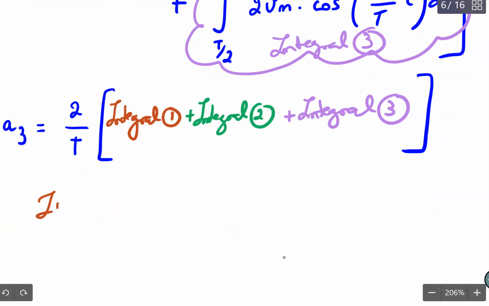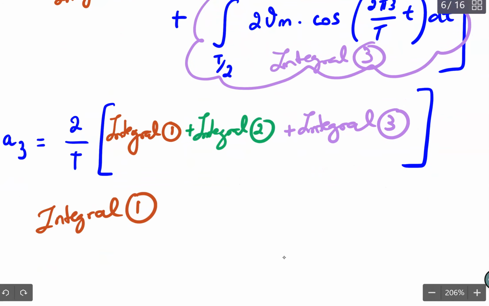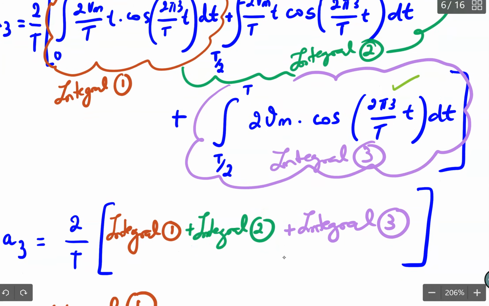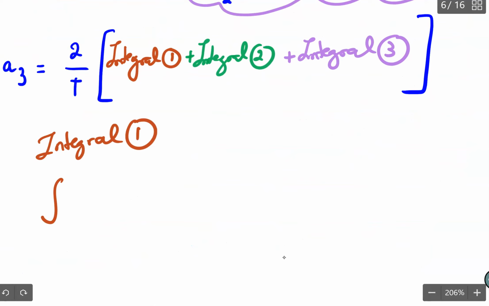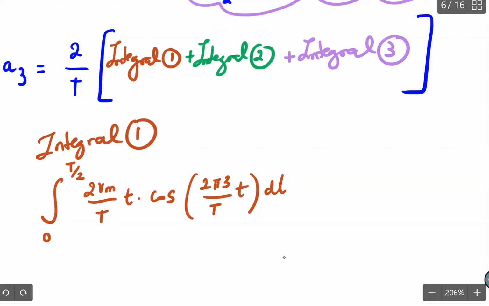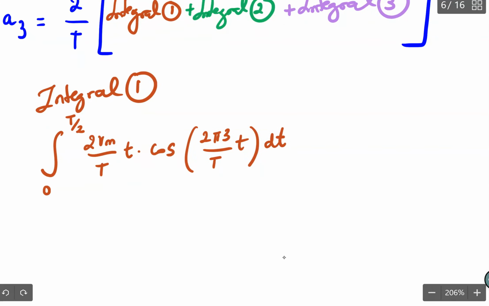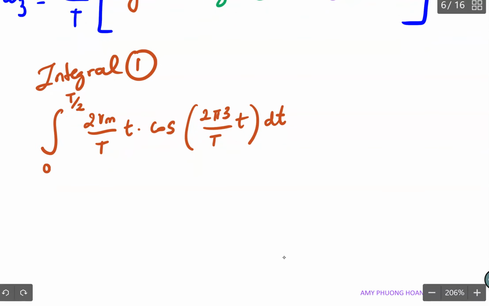So I'm going to do integral 1. Okay, so integral 1 is equal to the integral from 0 to T over 2 of 2V max divided by T times cos of 2 pi 3 over T times t dt. Okay, so everyone ready? We are going to integrate this, t cos t dt.